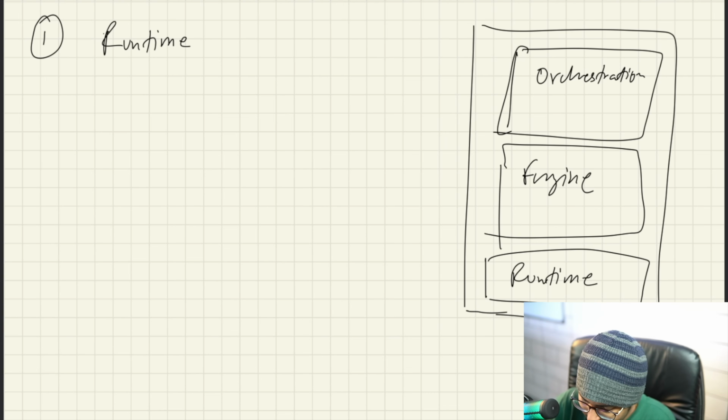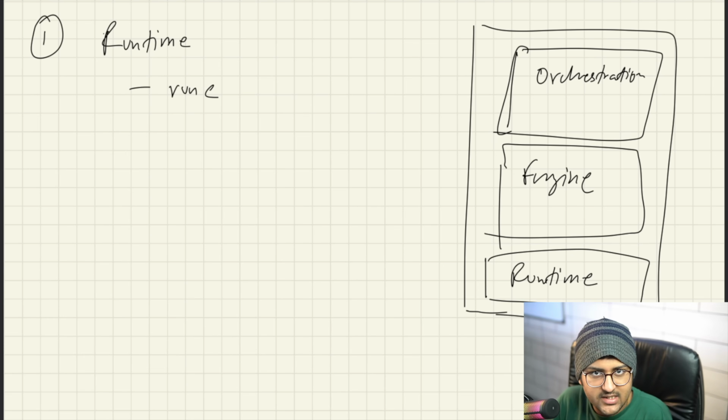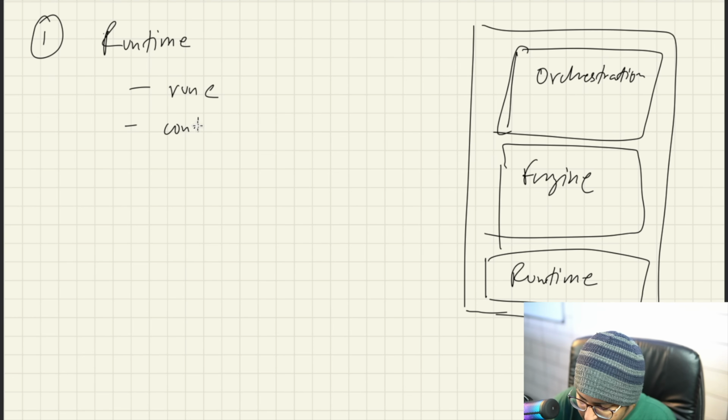Okay, so the runtime is of two types. One is the low level runtime, which is known as runc. The role of this runtime is basically to work with the operating system. It works with the operating system and starts and stops the containers. Okay, that's the role of this. Second one is containerd. There's a CNCF project, containerd.